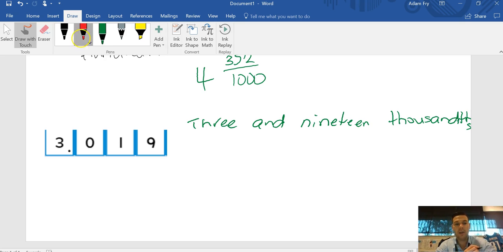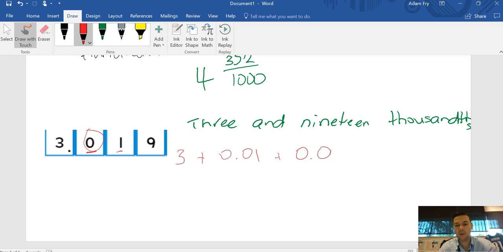Now, if we were to expand this number, it would be 3 plus nothing. Because there's nothing in the tenths column, we don't need to write anything there, boys. So now we go to the next value, which is our hundredths. It's 1, so it would be 0.01, because remember we've got nothing in the tenths column, plus 0.009. Hopefully that's a little bit clearer now on how to expand.